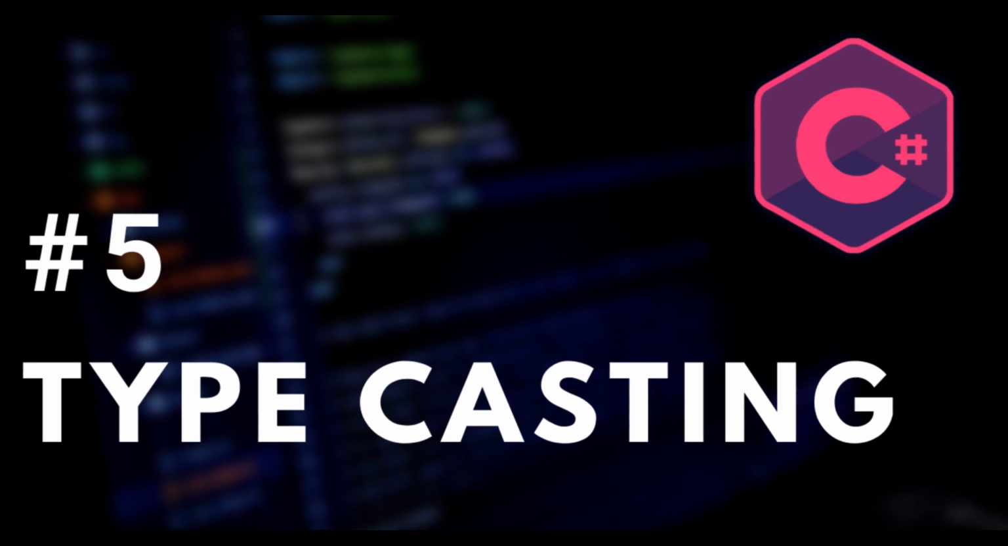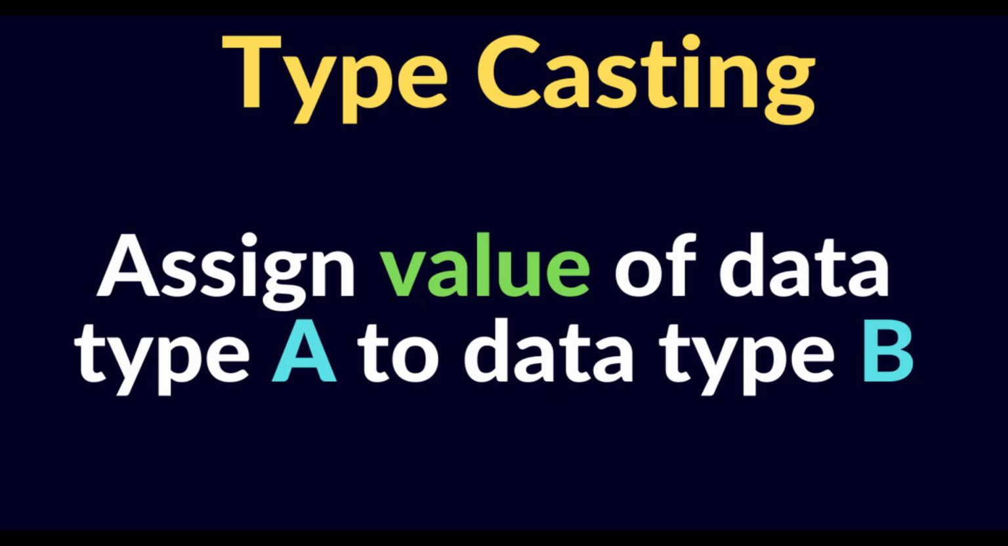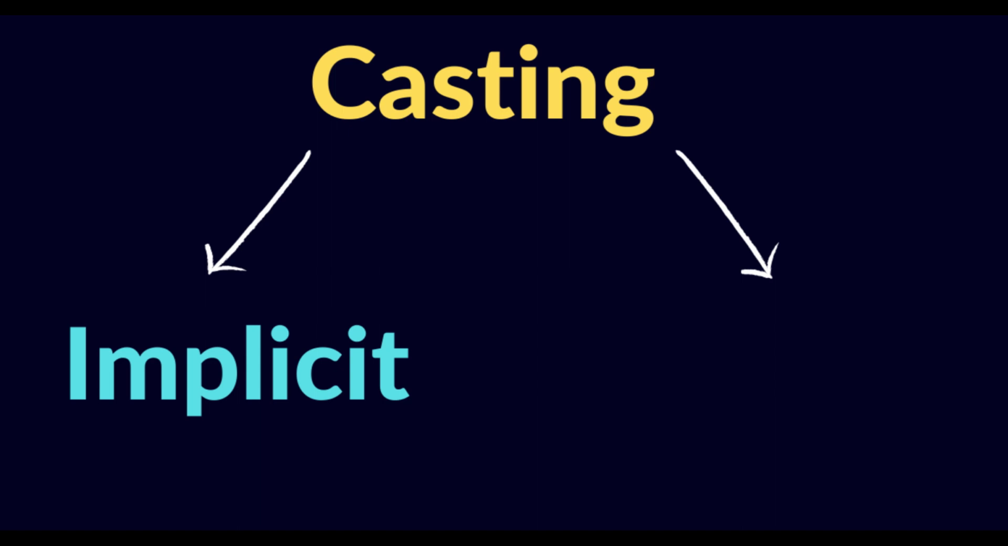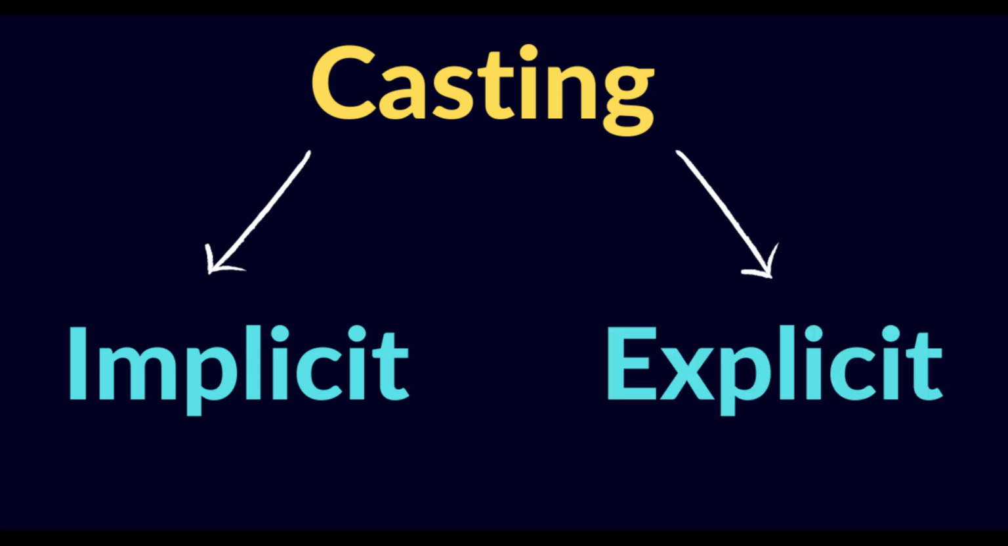So let's get started. Now what is typecasting? Typecasting is basically when you assign the value of one data type to another data type. That's it. It's that simple. There are two types of typecasting: implicit casting and explicit casting. Now don't get overwhelmed with the words.